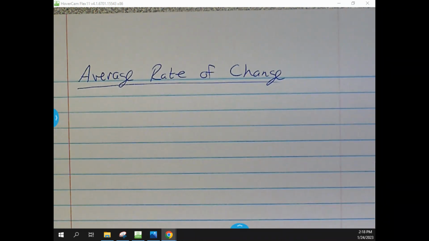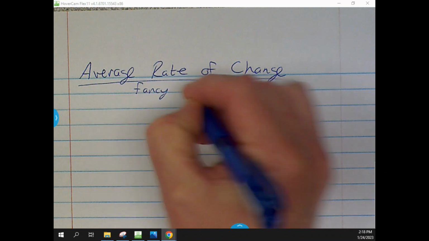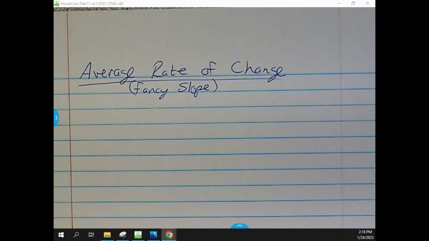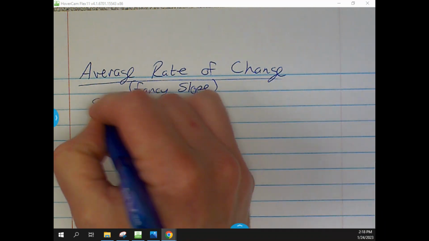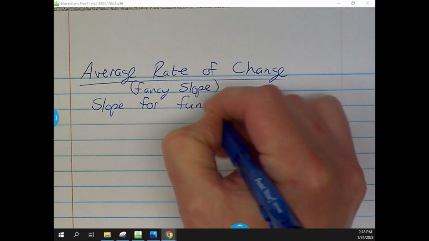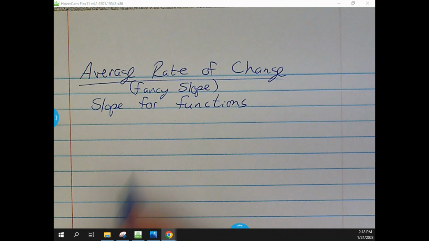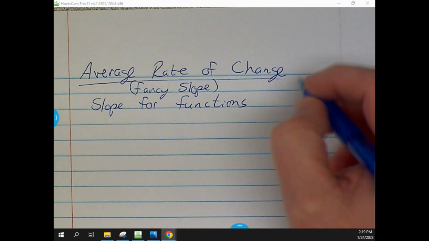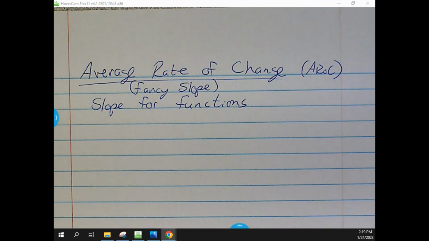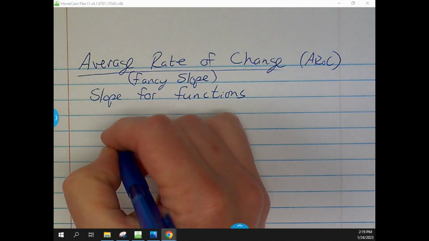And with average rate of change, that's just a fancy version of slope. Basically, this one is slope for functions, if you want to think about it that way. And the biggest thing for this one is that when they talk about the average rate of change, if we call it AROC for short, it looks something like this.